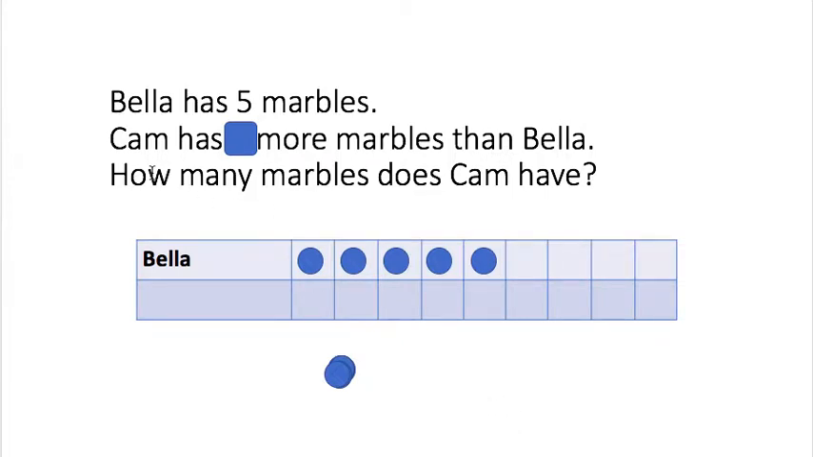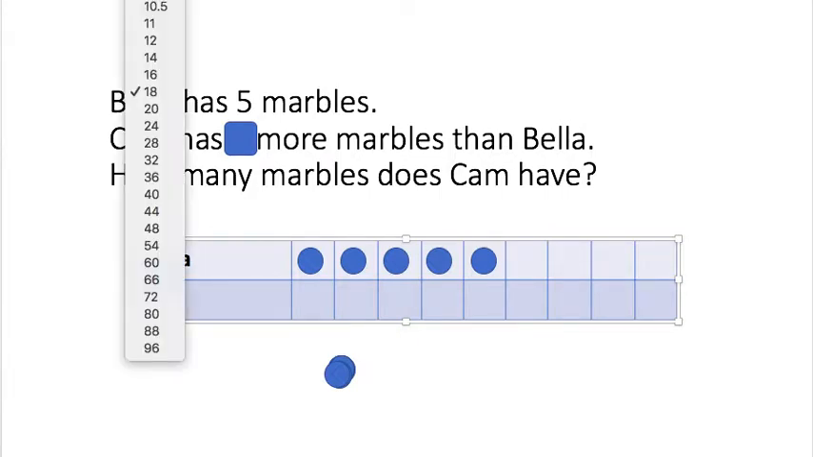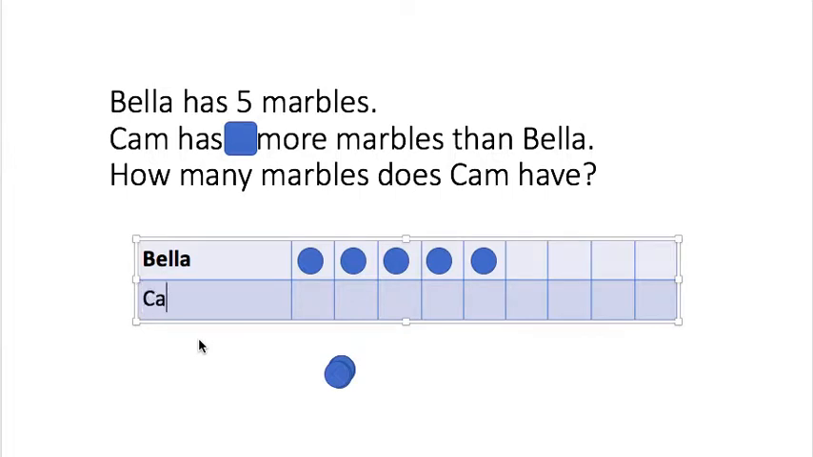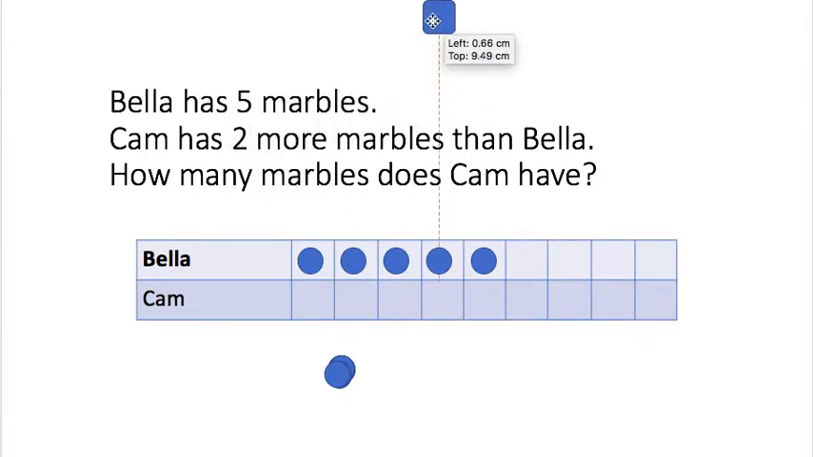Now Cam, it says Cam has more marbles than Bella. So let's write Cam's name down here. All right, Cam. And should Cam have more marbles or fewer marbles than Bella? That's right. Cam should have more marbles. So let's take away this and see how many more marbles he should have. Cam has 2 more marbles than Bella.